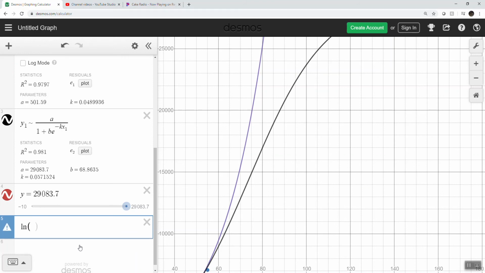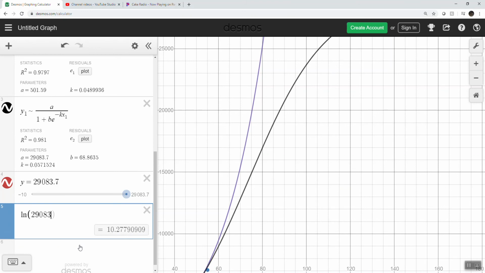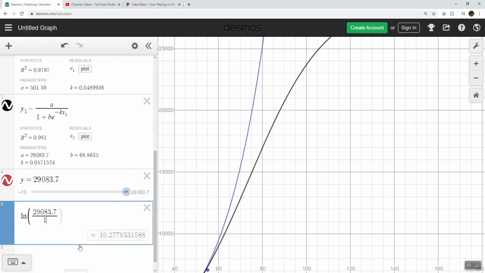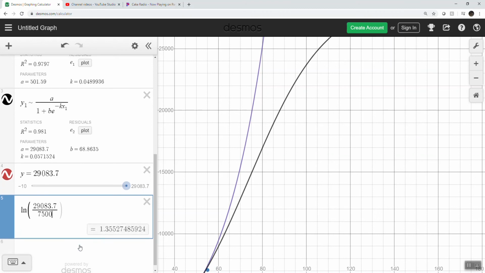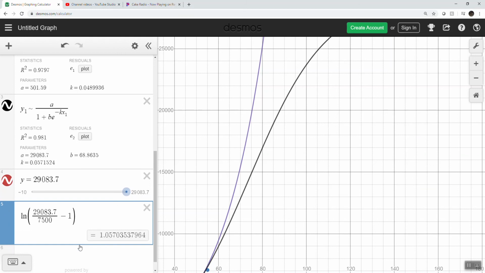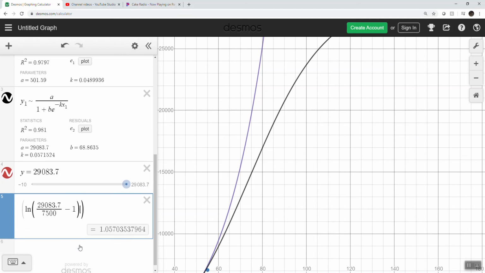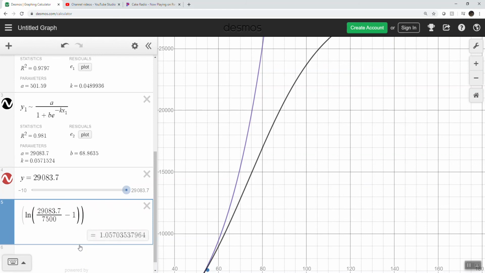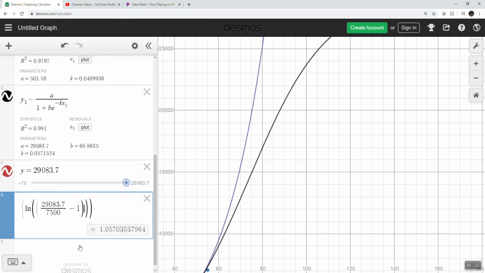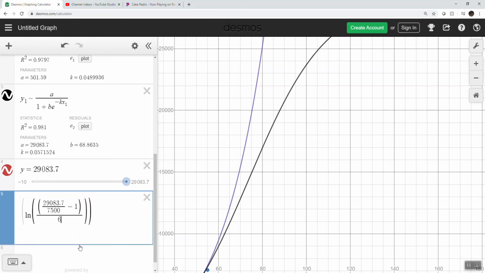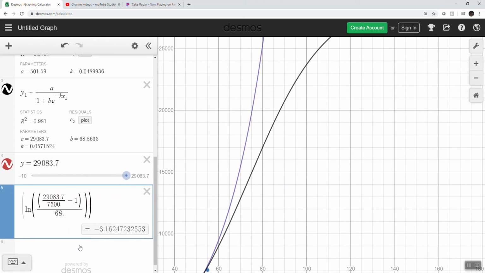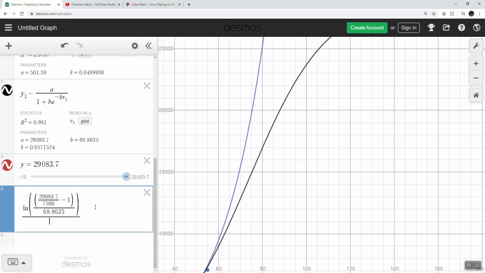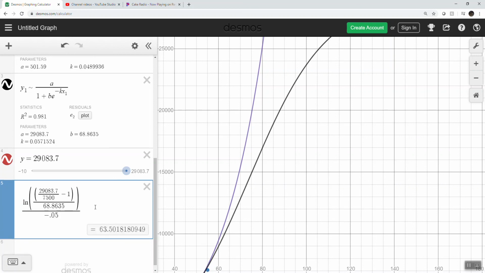So we'll do natural log of 29,083.7 divided by 7,500, whoops, and then minus 1 on that. I'm going to hit the parentheses button and do it one more time. And then within here, oh, fail, that's not what we wanted. I'll go inside here, parentheses in here, divide, here we go, that's what we want, this by 68.8635. I don't need this set of parentheses. I could have left it, doesn't matter. Divided by negative 0.0571524, and there's our number.